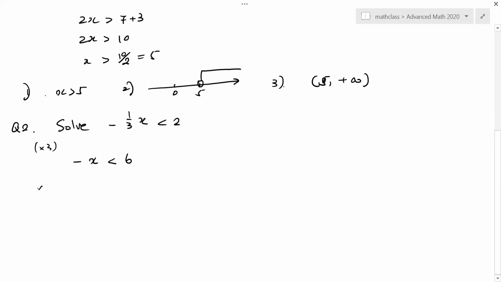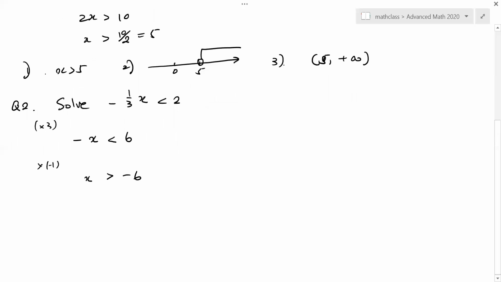Then you multiply by -1, so you get x. Now you change the direction of the inequality. So that's what you get: x greater than -6. And then you can use the interval notation, which is a very popular notation. The answer is going to be -6, positive infinity. This is an interval notation.